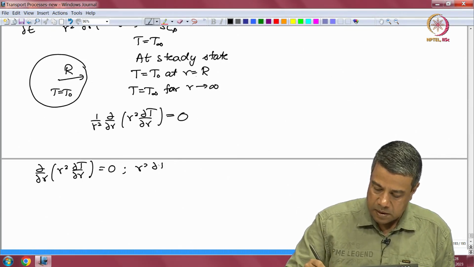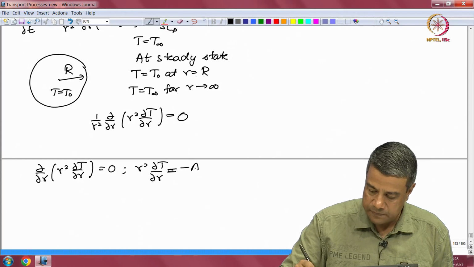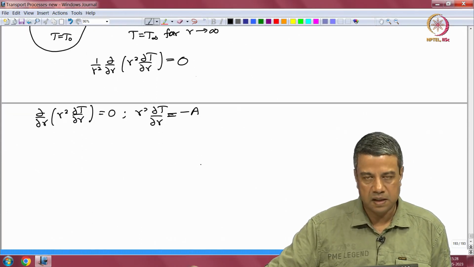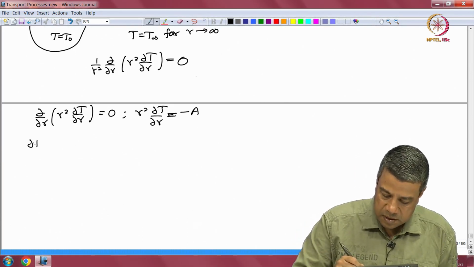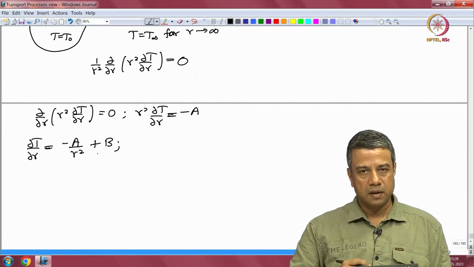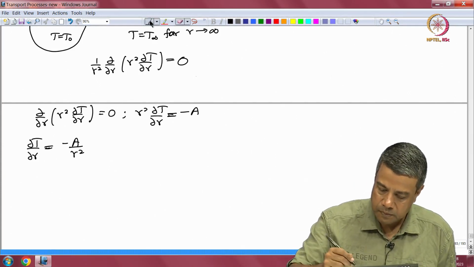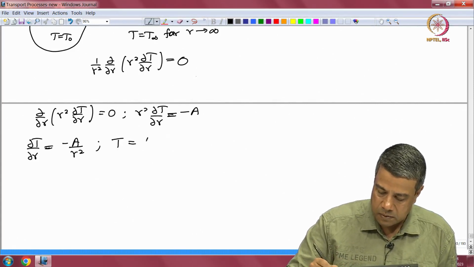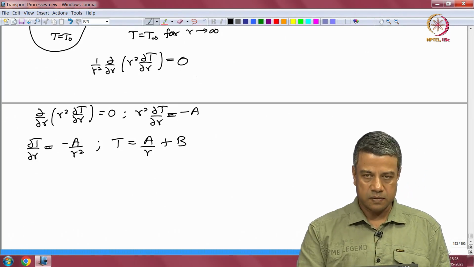R square partial T by partial r is equal to a constant. I will call it minus A. It is any constant, A can be positive or negative; I am just naming it as minus A for convenience. Partial T by partial r is equal to minus A by r square. And T is equal to A by r plus B, since the integral of 1 over r square is minus 1 over r. So, that is the equation.